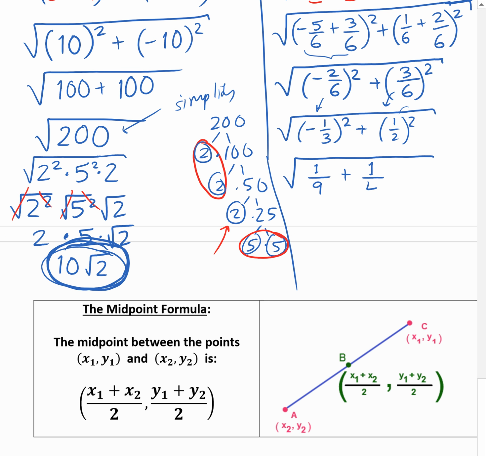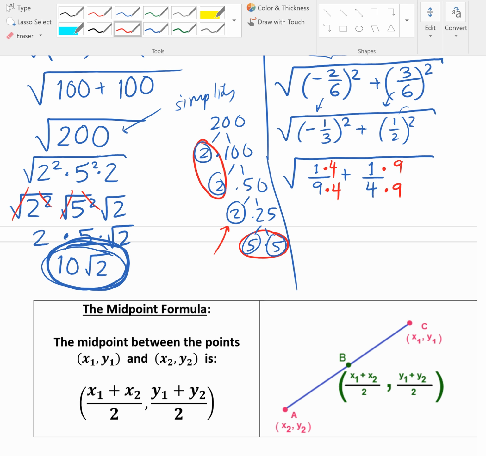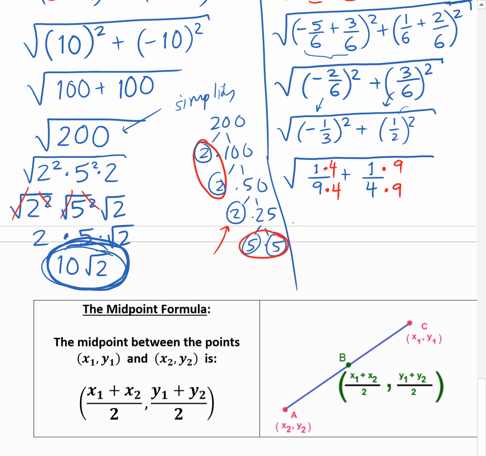Now I have to get a common denominator so I can add the 1/9 and the 1/4. Their common denominator would be 36. So I have to multiply the first fraction by 4, so it'll be a 36, and the second fraction by 9, so that its denominator will be 36 as well. And I think we're almost there. That'll become 4 over 36 plus 9 over 36. Now they're ready to combine. 4 and 9 makes 13 out of 36.